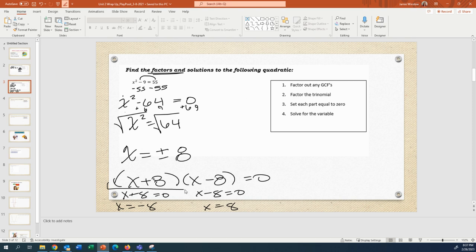These are known as the factors because they're two things being multiplied together to give us the original polynomial. We're used to factors as being numbers, like the factors of 8 are 2 and 4. But the definition of factors just says it's two things being multiplied together to give us what we're given. So here, we have two big factors being multiplied together to give us the original polynomial. So those are the factors, and then these are the solutions, negative 8 and 8.